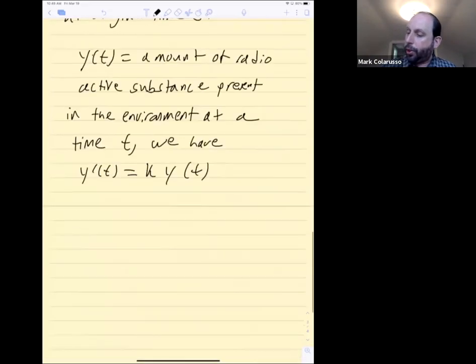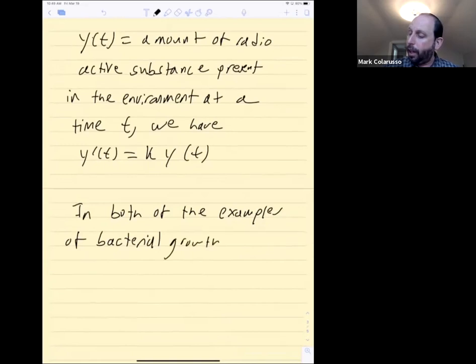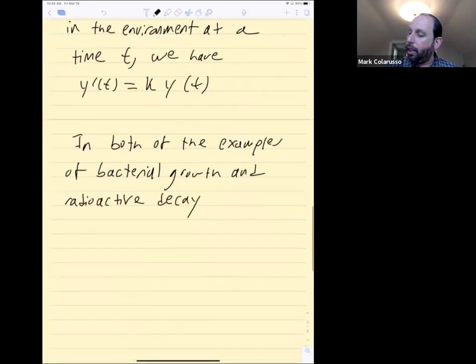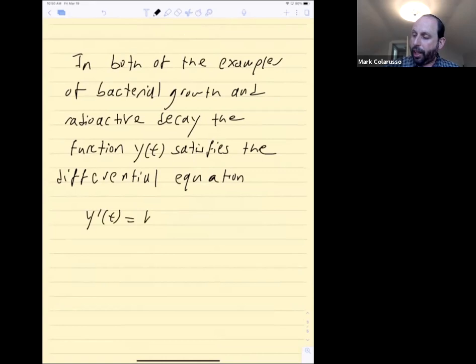And that was radioactive decay. So in both of the examples, bacterial growth and radioactive decay, the function y of t satisfies the differential equation y prime of t equals k times y of t for some constant k.